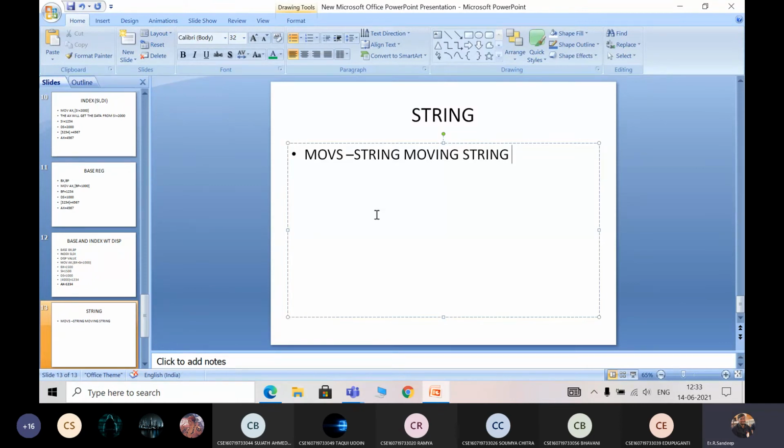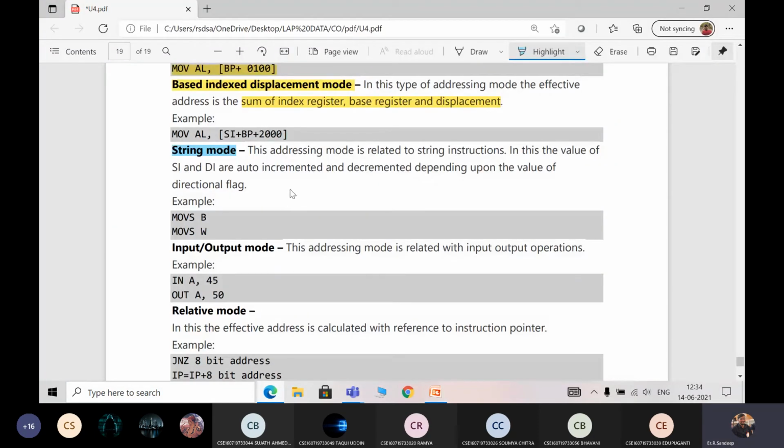So the simple example is MOVSW. W is a string word. The meaning of this one is string word. Suppose you want to move a string byte, then MOVSB. You need not concentrate much on this, just try to remember at least these two terms. MOVSB, B means a byte. So here MOVSB means a byte and MOVSW means word.